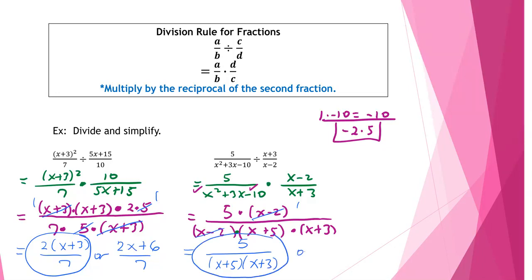If you want, you could fully distribute out the bottom. After you do that, you get x times x is x squared. X times 3 is 3x. 5 times x is 5x. That's going to go to 8x total. And then 5 times 3 is 15. An alternative way to write the same.